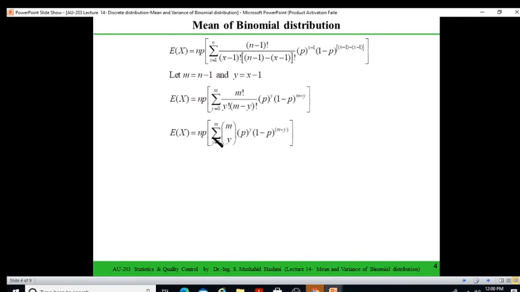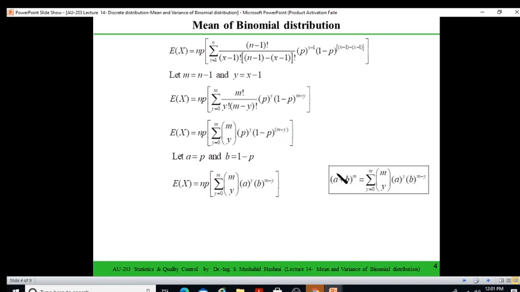If you recall, y starting from 0 to m, this thing would be much simplified if I take another substitution: p I take as a, and 1 minus p I take as b, because in the binomial formula you know a plus b to some power. So for that purpose I did that. Here p is equal to a, and 1 minus p equal to b. So I am now dealing with a and b. This is exactly the same as the formula for binomial expansion, a plus b to the power m, which is m combination 0, a to the power 0, b to the power m. And then the next power would be y equals 1, then m minus 1, then m minus 2, and the last term would be b to the power m. So the whole binomial expression can be written in this summation form.